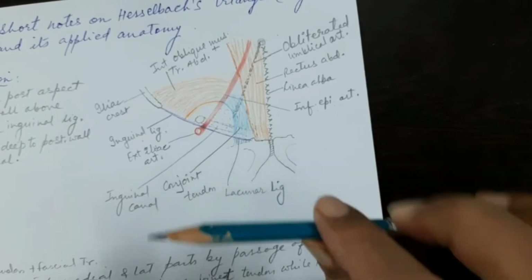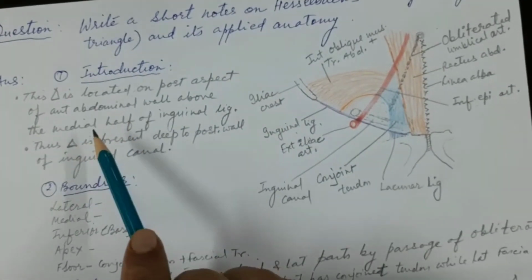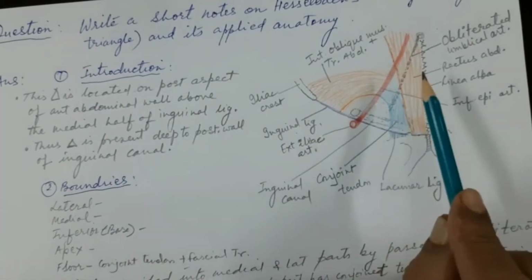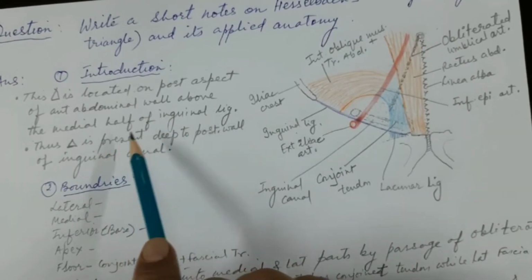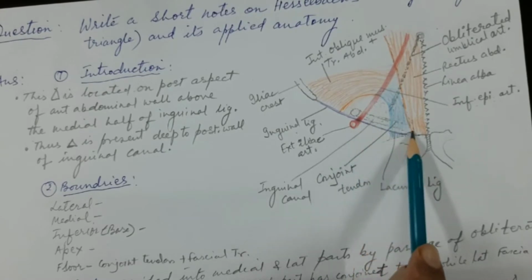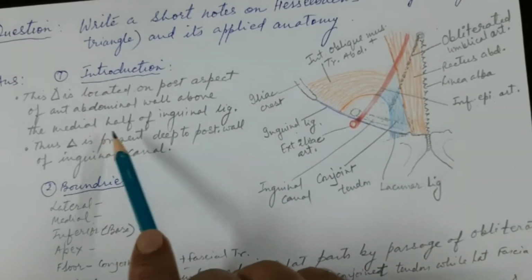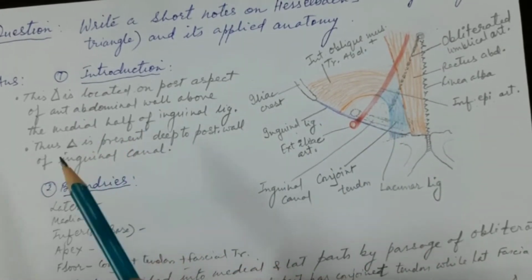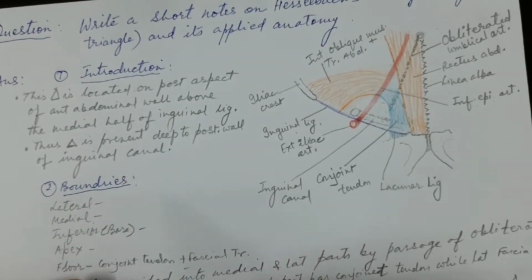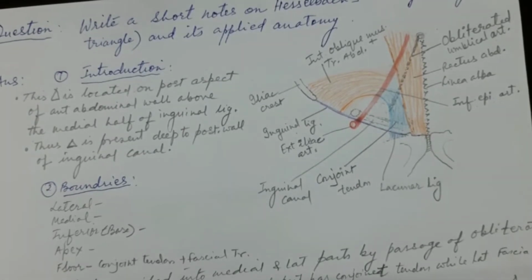So let us see what the Hesselbach triangle is. I was on the introduction, and in the introduction I told you that this is a triangle located on the posterior aspect of the anterior abdominal wall above the medial half of the inguinal ligament. This is the inguinal ligament. So above the medial half of the inguinal ligament, this triangle is located onto the posterior aspect of the anterior abdominal wall. To understand it, this triangle is in the posterior aspect of the anterior abdominal wall. So the triangle is present deep to the posterior wall of the inguinal canal.